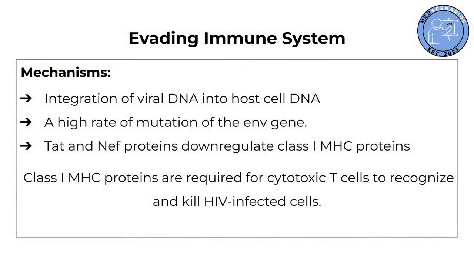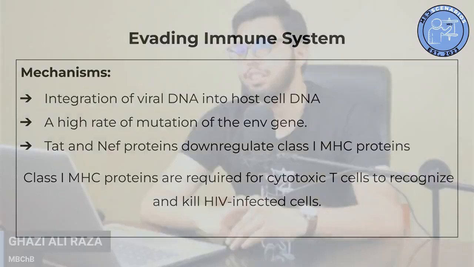Evading the immune system. Regarding this, there are many theories and proven facts as well. Firstly, integration of viral DNA into the host cell prevents it from being destroyed easily. However, there are CD4 plus cells and CD8 plus cells. CD8 plus cells are called cytotoxic cells, whereas CD4 plus cells are T helper cells. T helper cells help to activate these cytotoxic cells, which eventually kill the infected cells.